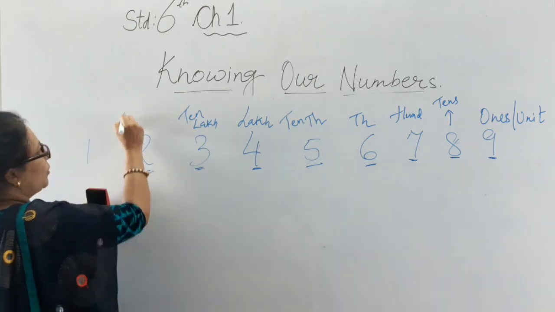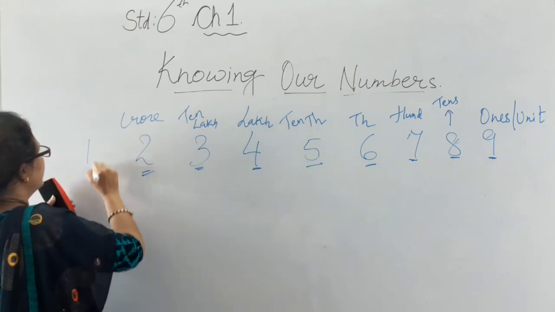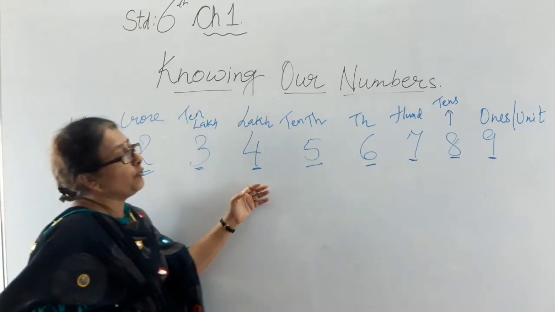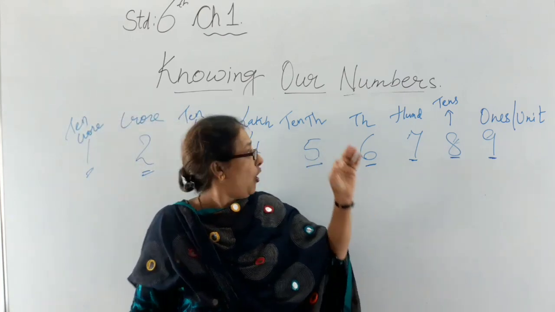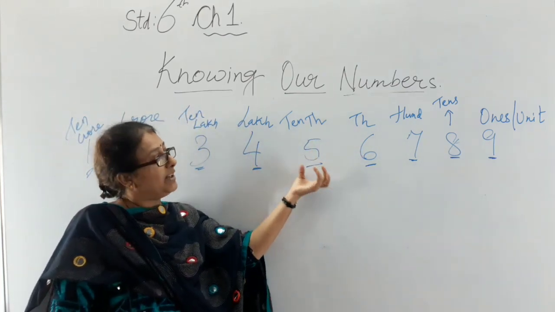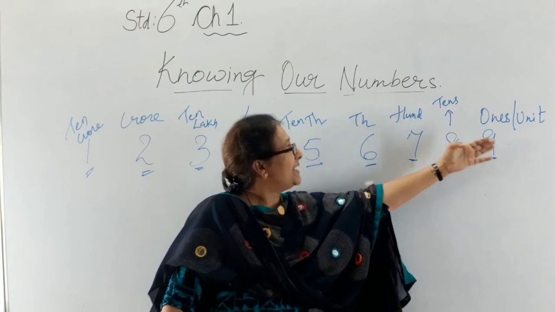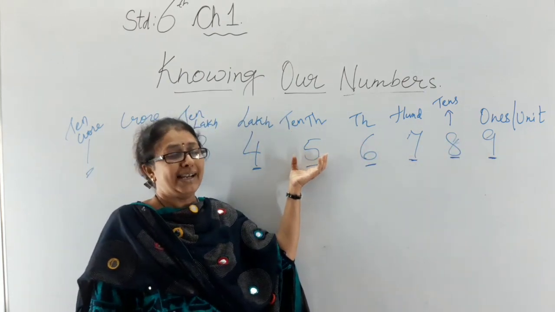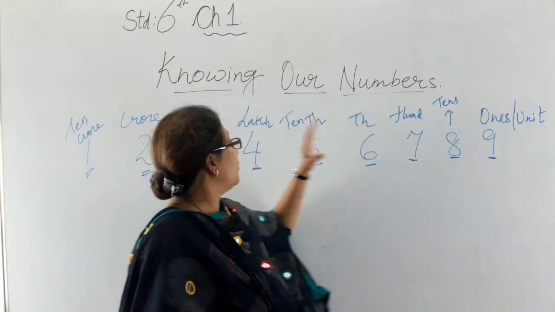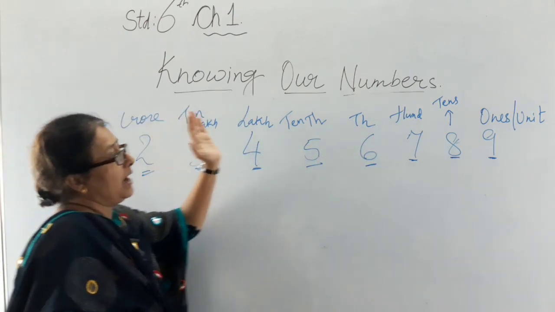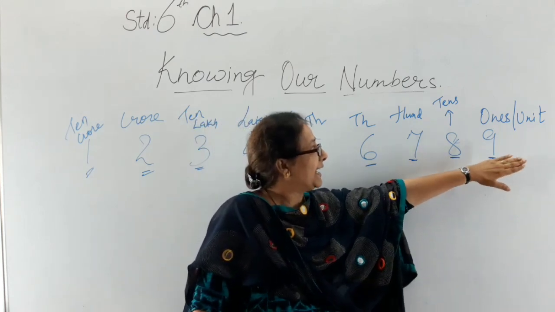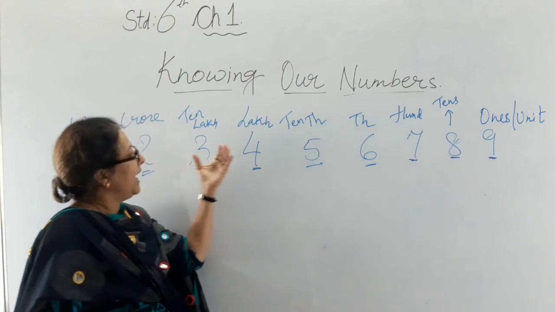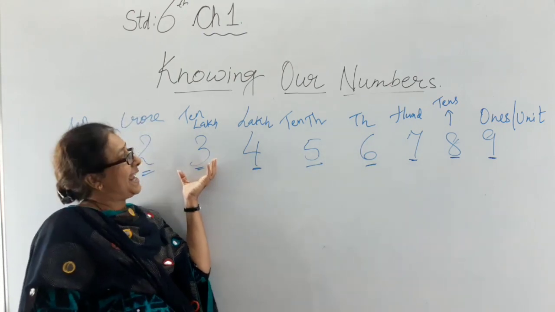Then crore and 10 crore. Now if I want to find out the place of say 5, then I will count from blank, that is ones, tens, hundreds, thousand, and 5 is in the position of 10,000. Okay students, if I want to find out the place of 3, again I will move from left to right. I'll count ones, tens, hundreds, thousand, 10,000, lakh, and 3 is in the place of 10 lakh.